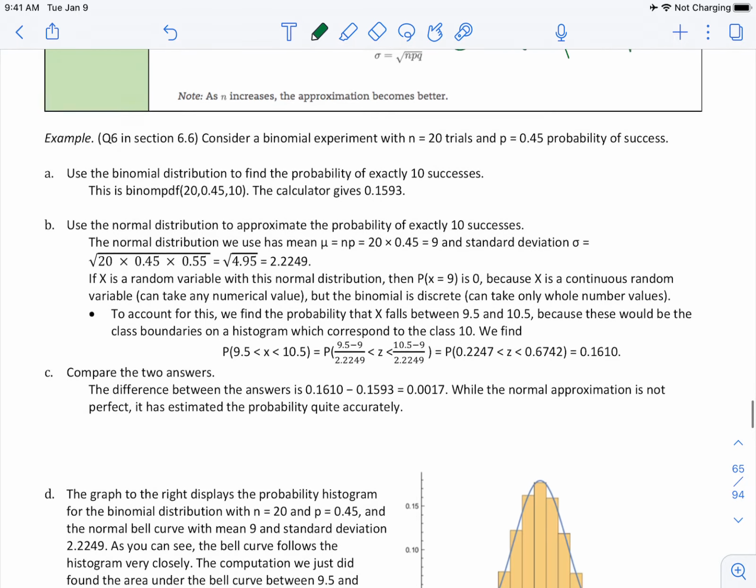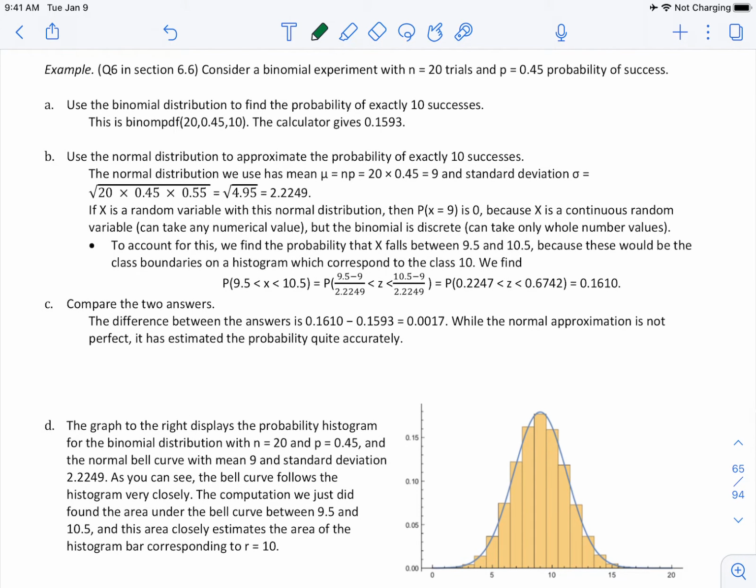All right, so we're going to consider a binomial experiment with n equal to 20 trials, and p equal to 0.45 probability of success. Using the binomial distribution to find the probability of exactly 10 successes, so that means our r equals 10. This is our binomial PDF, 20, 0.45, 10. Again, we put our n, then our p, then our r. So our calculator gives us 0.1593. And again, this is our binomial calculation.